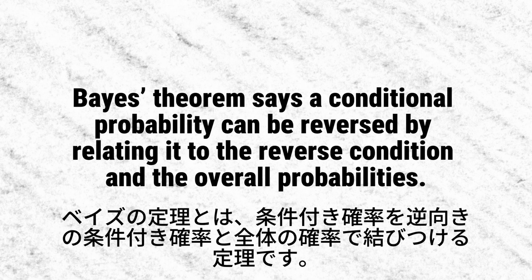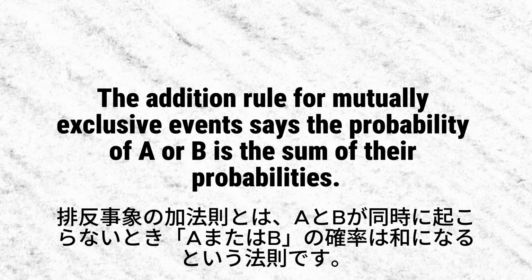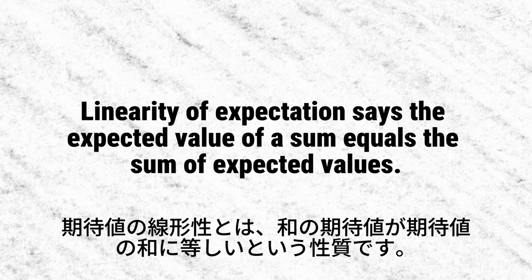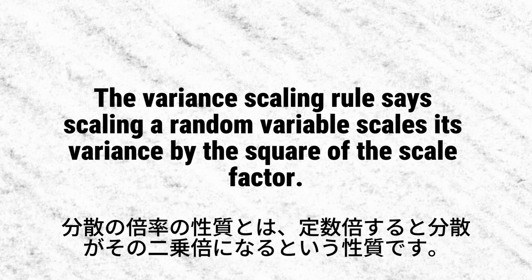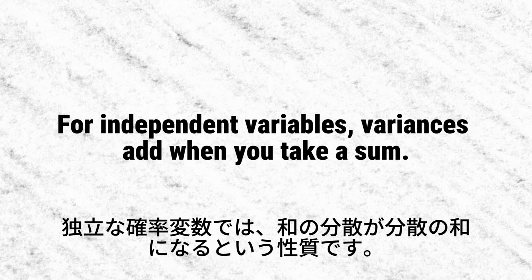Bayes' theorem says a conditional probability can be reversed by relating it to the reverse condition and the overall probabilities. The addition rule for mutually exclusive events says the probability of A or B is the sum of their probabilities. Linearity of expectation says the expected value of a sum equals the sum of expected values. The variance scaling rule says scaling a random variable scales its variance by the square of the scale factor. For independent variables, variances add when you take a sum.